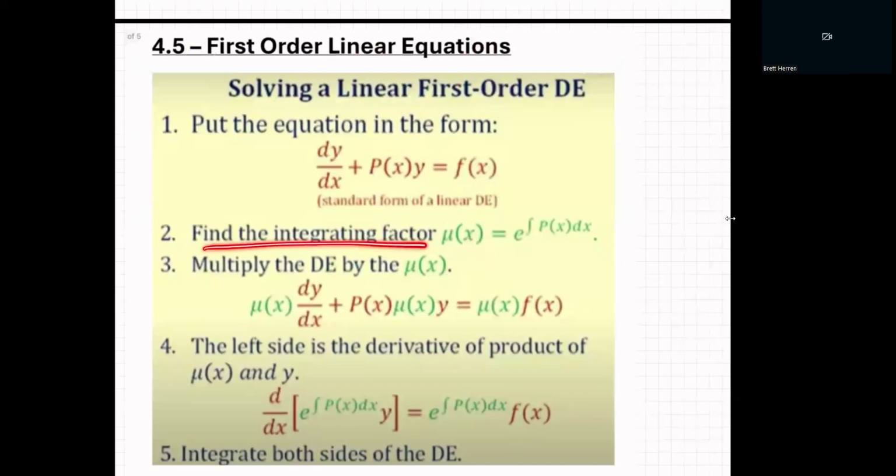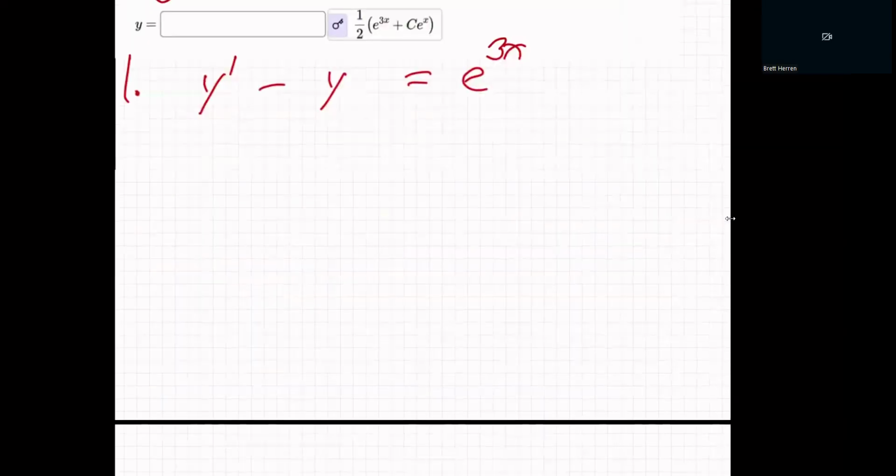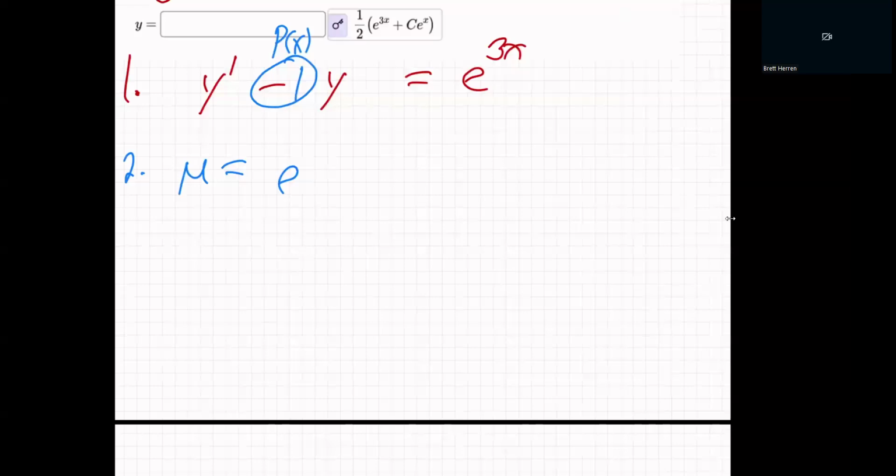Step two, find the integrating factor mu of x, which is e to the integral of p of x dx, where the p of x is whatever is right there next to y. So first of all, what is next to y? Well, there's really a minus one there. That's going to be our p of x. So on step two, the mu is e to the integral p of x dx.